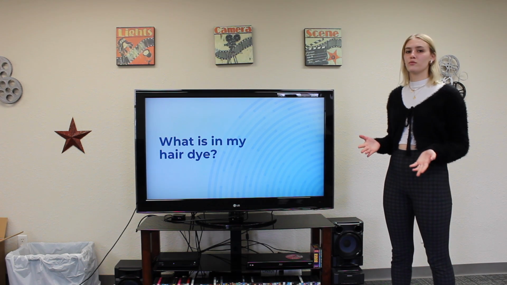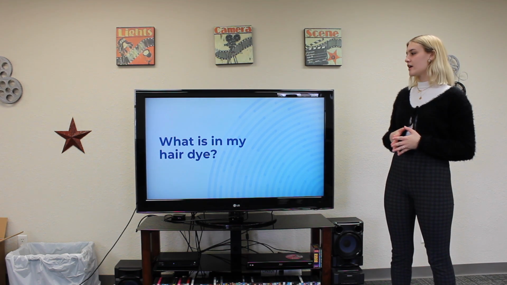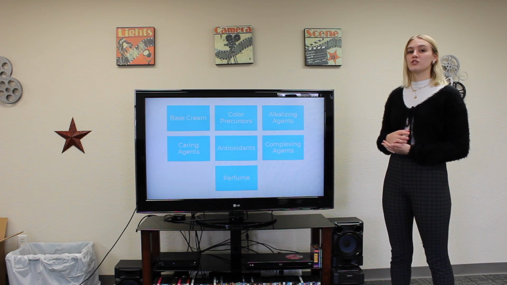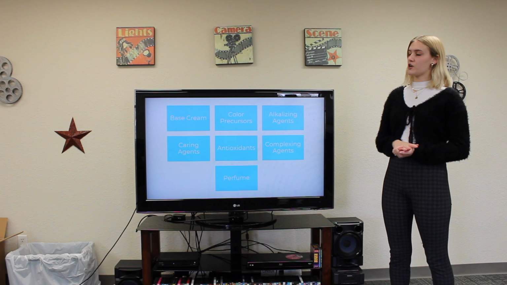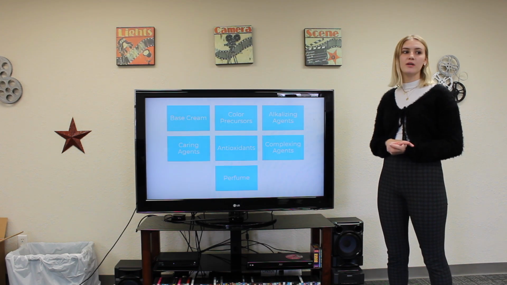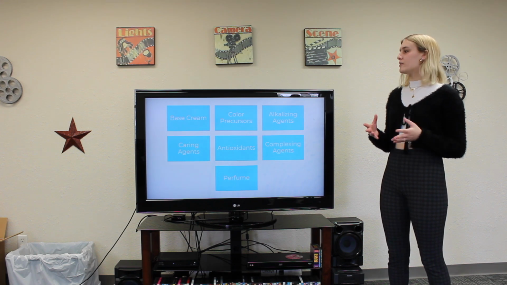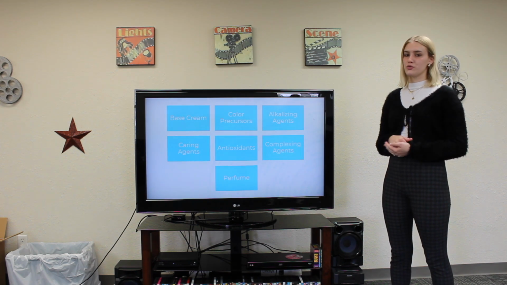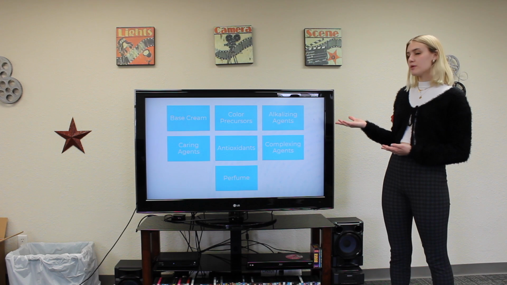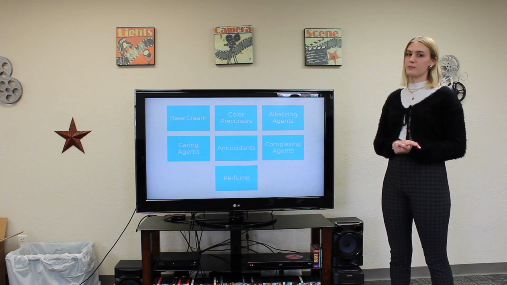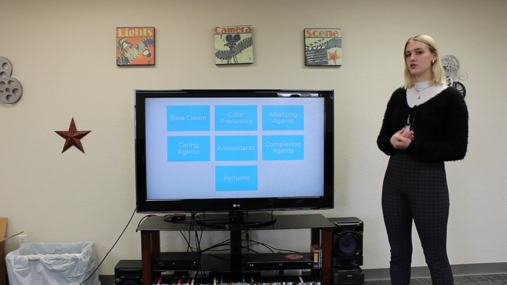So a lot of you may have wondered what exactly is in your hair dye, and we're going to go a little bit into depth on that. There are actually 7 main components of a hair dye. First of all, you have your base cream. This is an emulsion of an oil component and a water component, and this is what actually transports the dye to your hair. And then, as we talked about before, you have your color precursors, which include your couplers and your primary intermediates, which actually give the color to the dye.